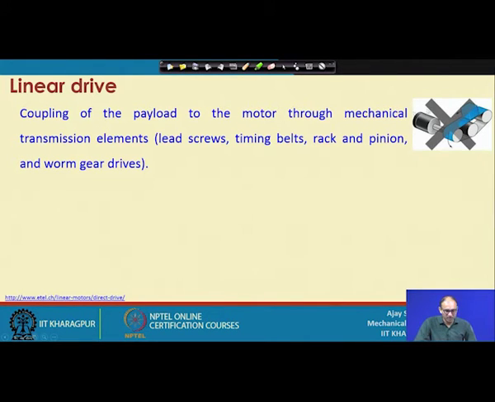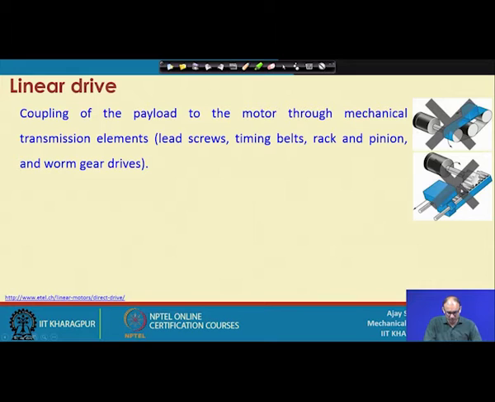So, we always have a mechanical coupling, that means coupling of the payload to the motor through a mechanical transmission element. Here we are using a belt drive. Suppose this is what is called a rack and pinion. Here you put some component and give motion to the motor, and then the rack and pinion will move and because of that you will get a linear motion of this part. Then there is a recirculating ball screw kind of thing. Here also you can get this motion.